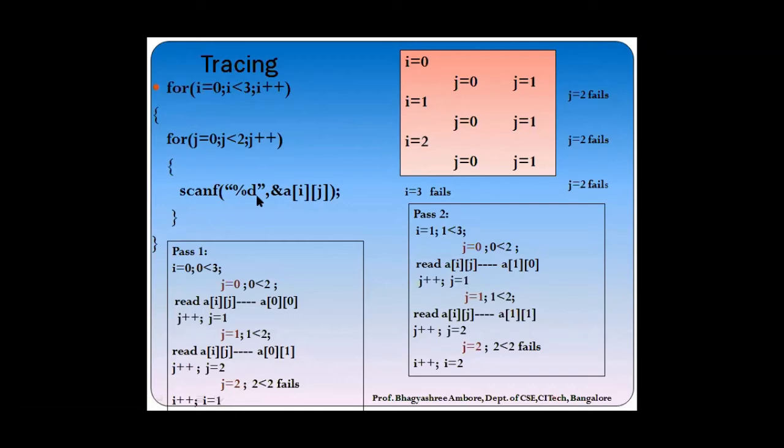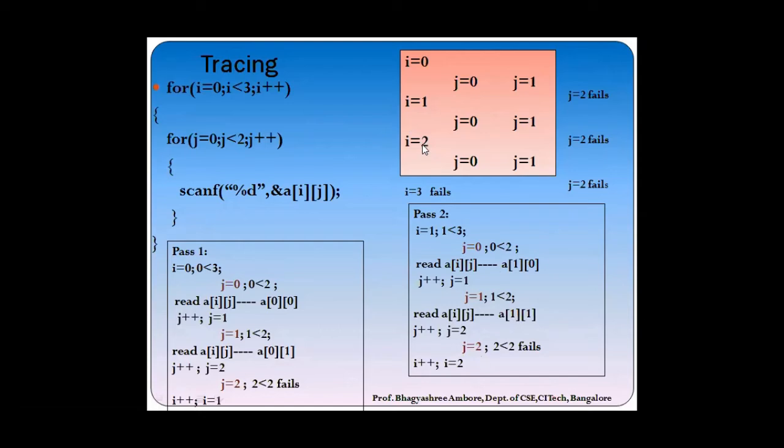That is, it reads A of ij, that is A of 1, 0. It fills the value in the address of A of 1, 0. Then J will be incremented. J becomes 1. 1 is less than 2? Yes. It reads the value A of ij. That is, I value is 1, J value is 1. Now again J will be incremented by 1. J becomes 2. Condition fails.